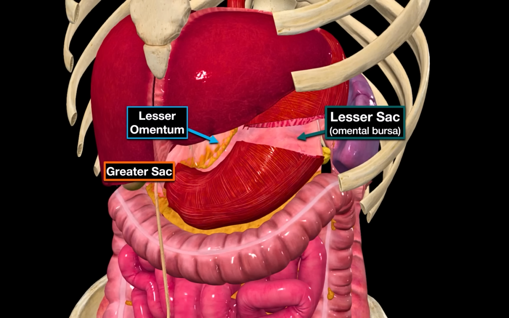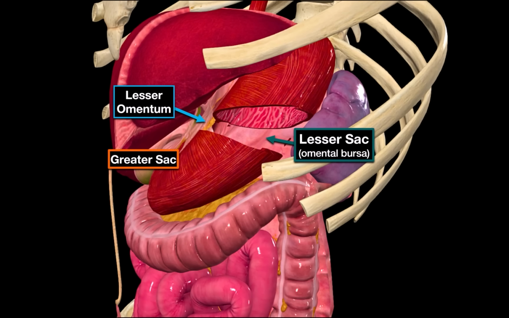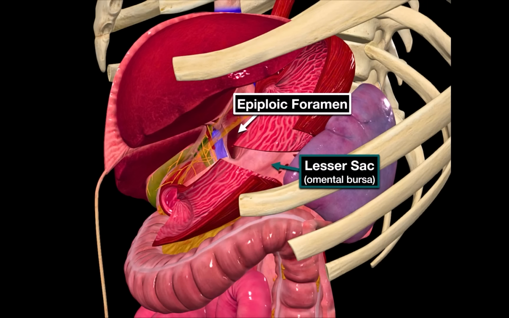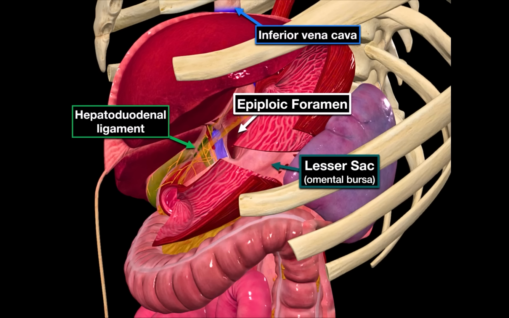As you see here, the lesser sac sits behind this curtain, and the only door connecting this hidden room to the rest of the peritoneal cavity is a narrow passage called the epiploic foramen. Let's just expose this foramen a little bit more. This foramen sits between the hepatoduodenal ligament anteriorly, which is the right edge of the lesser omentum, and the inferior vena cava posteriorly, as it continues down. The portal triad runs within the hepatoduodenal ligament, containing the portal vein, the hepatic artery, and the bile duct.